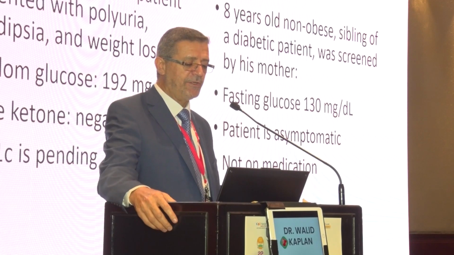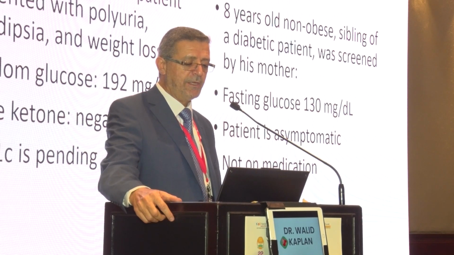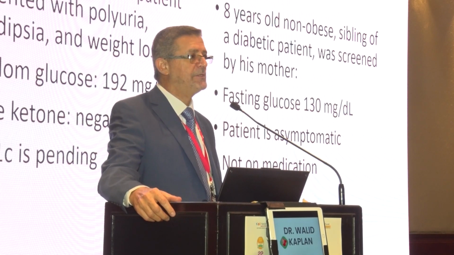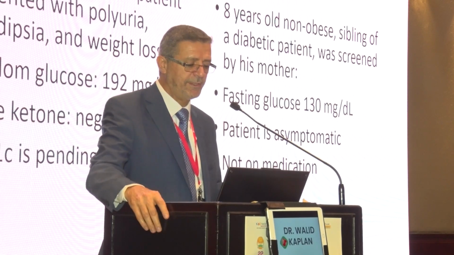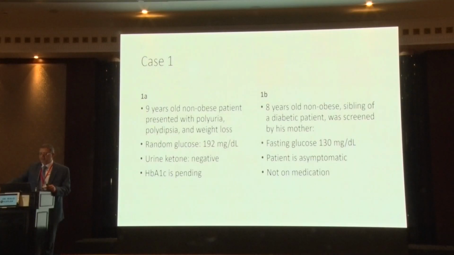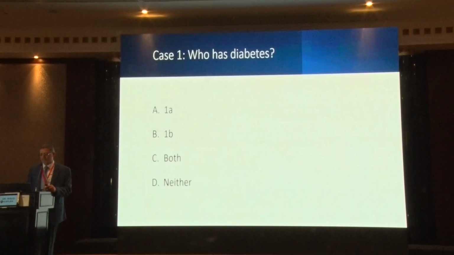And the second case is an 8-year-old, non-obese, who had a sibling with diabetes, and as usual, the mother would screen the rest of the children because she's always worried. So she did a fasting glucose on the child, and she got a reading of 130 milligram per deciliter. He is asymptomatic, he is not on medication. So you have these 2 cases. The question is, who has diabetes? Is it 1A, 1B, both, or none?